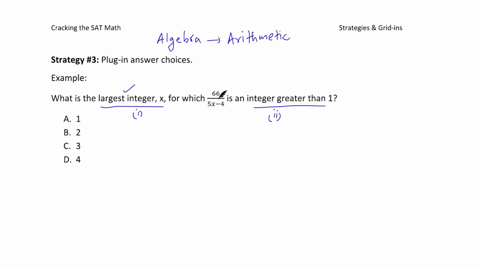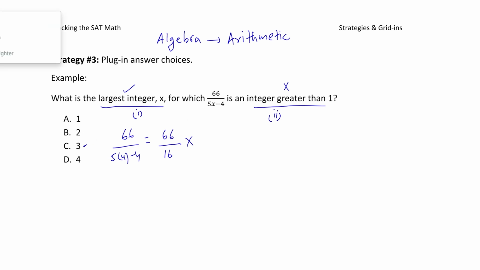Now let's have a look. So if I put 4 into this expression, I will get 66 over 5 into 4 minus 4. That is 66 over 5 into 4, 20 minus 4 is 16. Now this is not an integer. You can calculate it, you will see it's not an integer. Hence, this target answer is not satisfied. Now what do we do? We move on to the next largest integer, which is 3.